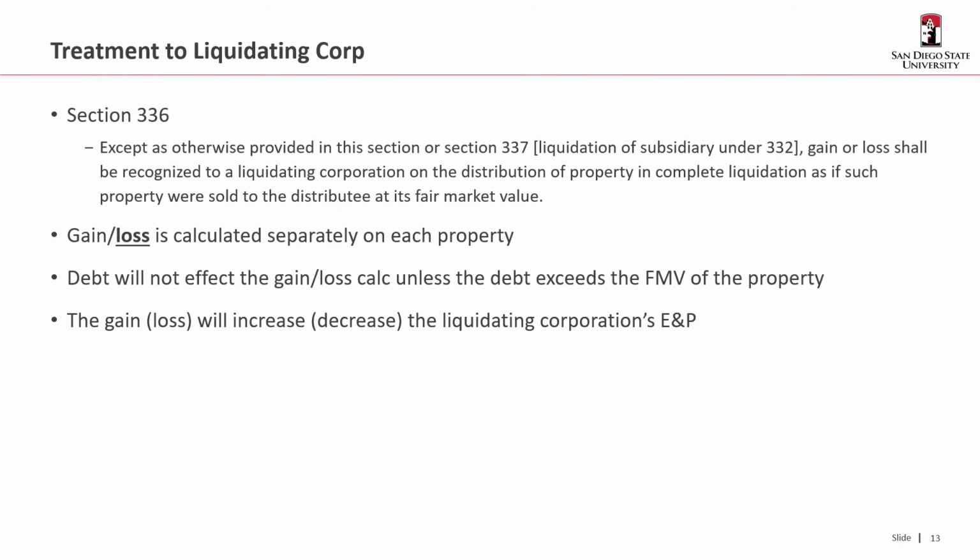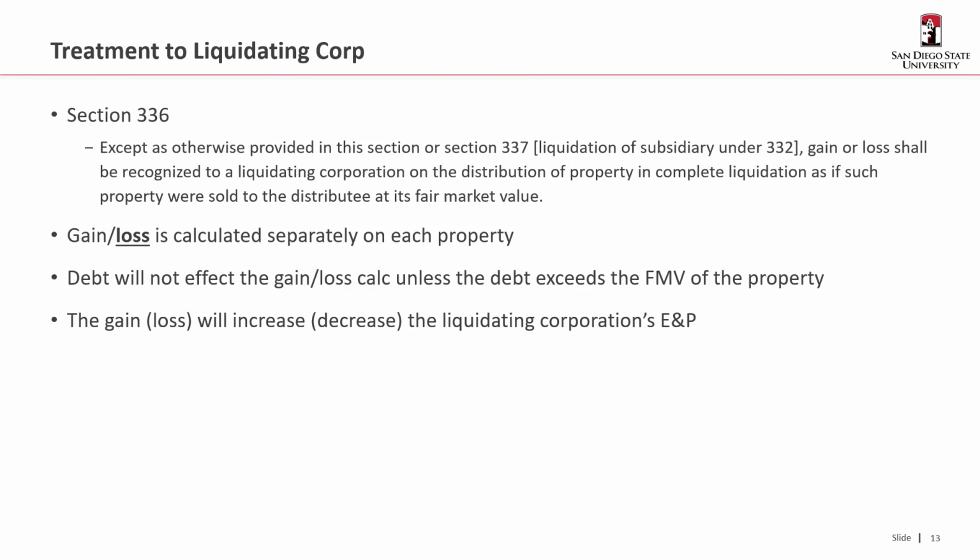So let's start with the treatment to the liquidating corp when we have a non-corporate shareholder. So 336 says, except as otherwise provided in this section, or 337, which really relates to the liquidation of a subsidiary under 332, which we'll get to, gain or loss shall be recognized to a liquidating corporation on the distribution of property in complete liquidation, as if such property were sold to the distributee at its fair market value.